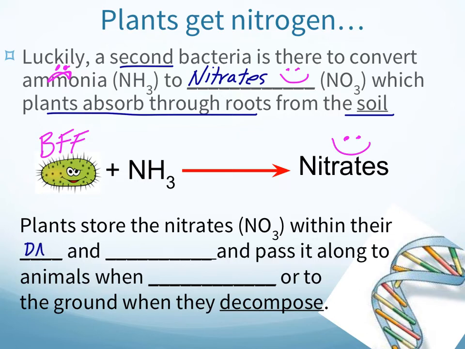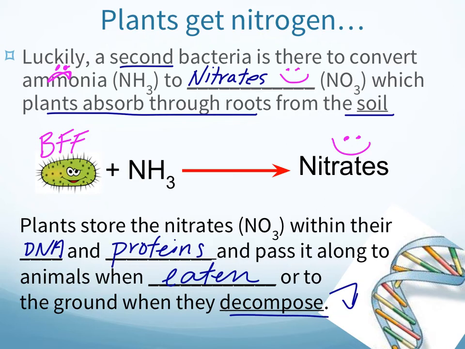And those nitrates are important to the plants. They use those nitrates for their DNA and their proteins, and they hang on to it within their structures, right, until they are consumed or eaten by other living things. And when they're eaten, then they pass their stored nitrates on to that thing that ate them. They can also pass the nitrates on to the ground when they decompose.